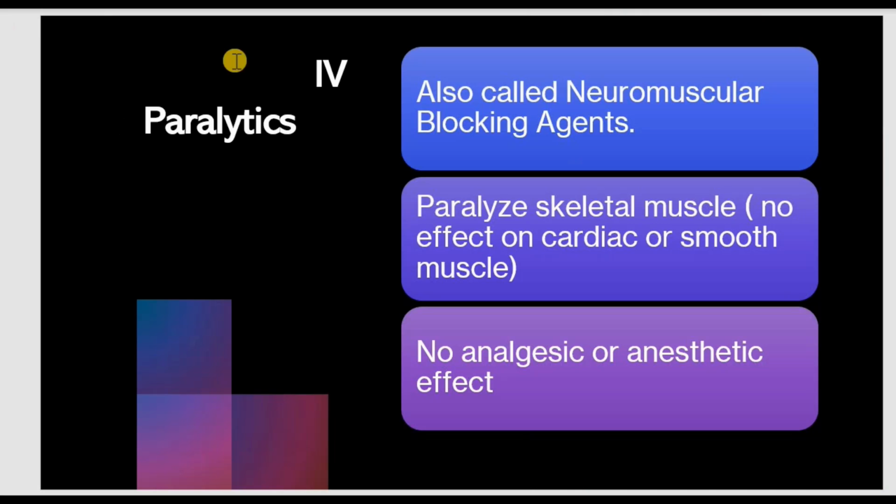What are IV paralytics? IV paralytics are also called neuromuscular blocking agents. They paralyze skeletal muscles. Skeletal muscles are muscles connected to the skeleton, and they help to move limbs and other parts of the body. IV paralytics have no effect on the cardiac and smooth muscles. Also, they do not have analgesic or anesthetic properties. That means they do not sedate the patient, and they do not control the pain level of the patient. So prior to giving IV paralytics, you may have to give IV sedation.